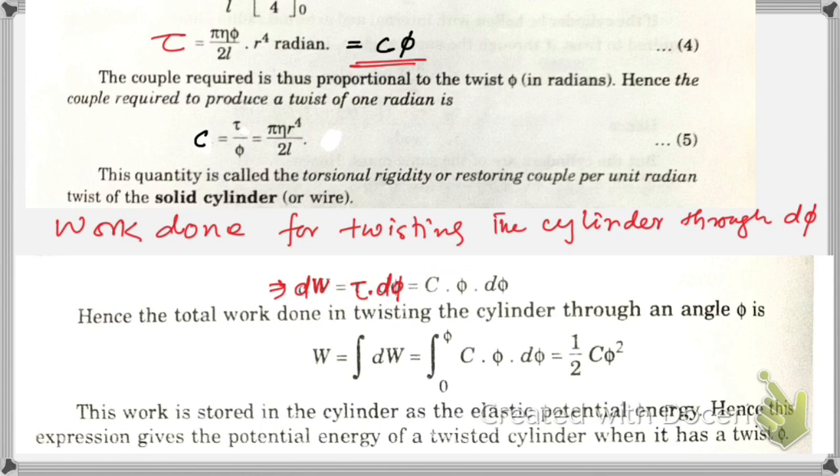So here you see, if you integrate this dw, then you will get the total work done, right? Total work done. So we know dw is equal to c phi d phi, and we must integrate it from 0 to angle phi, right? And doing so, we have got half c phi square, and this is the potential energy, right? This is the potential energy.